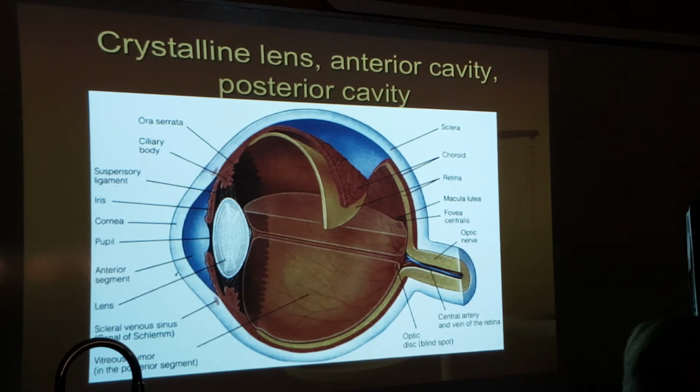The crystalline lens, and the anterior cavity is everything in front of the lens, and that contains aqueous humor. The posterior cavity is everything behind the lens, and that contains vitreous humor.